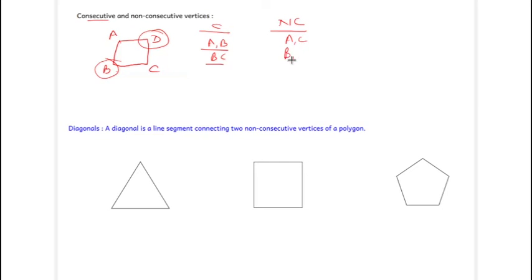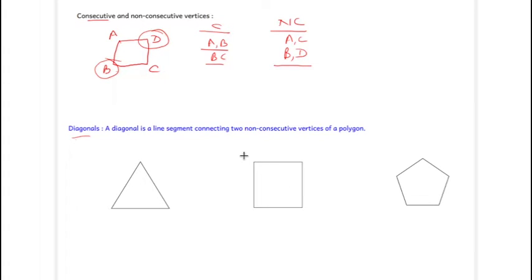So B and D are non-consecutive vertices. Okay. Next, come to diagonals. What are diagonals? Just simple. If we join the non-consecutive vertices with a line segment, that will become a diagonal for a polygon. Okay, first we will discuss the square, then we will come to the triangle.